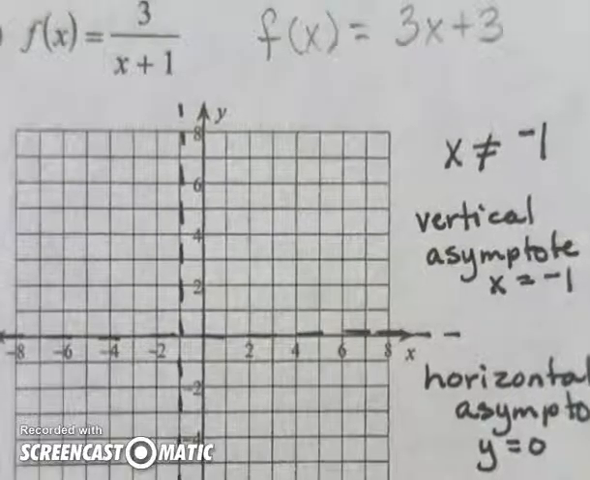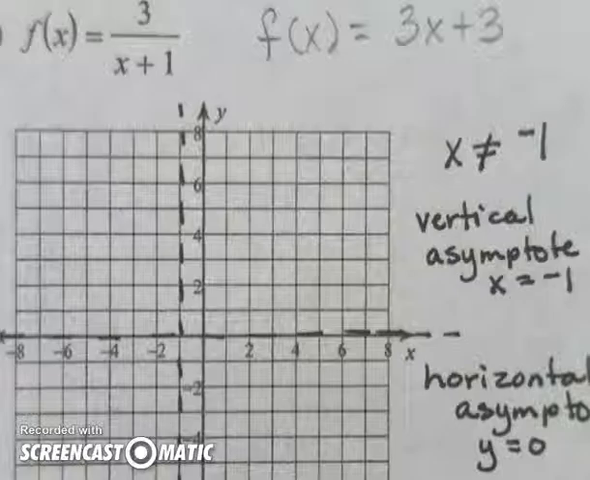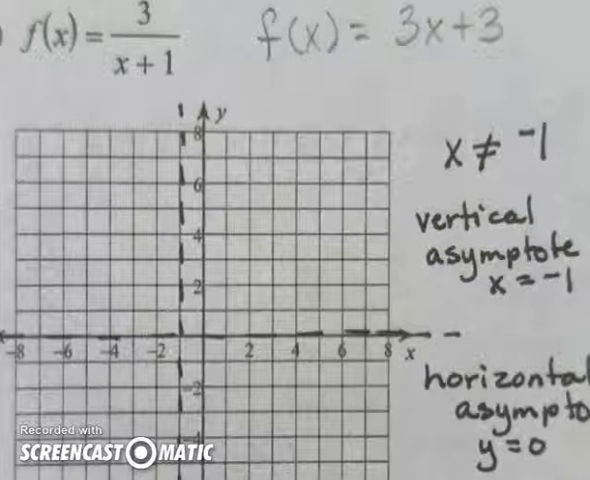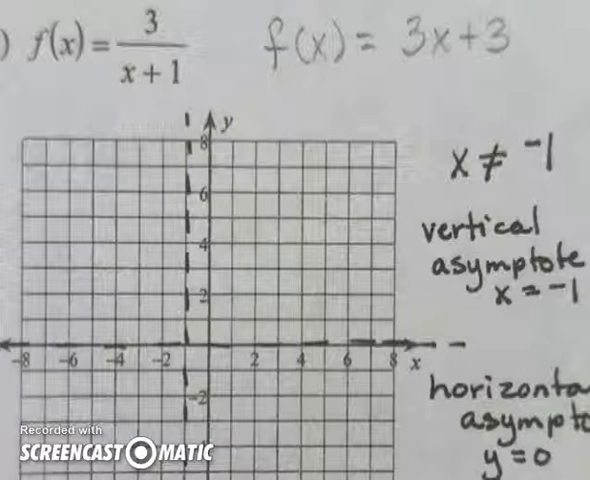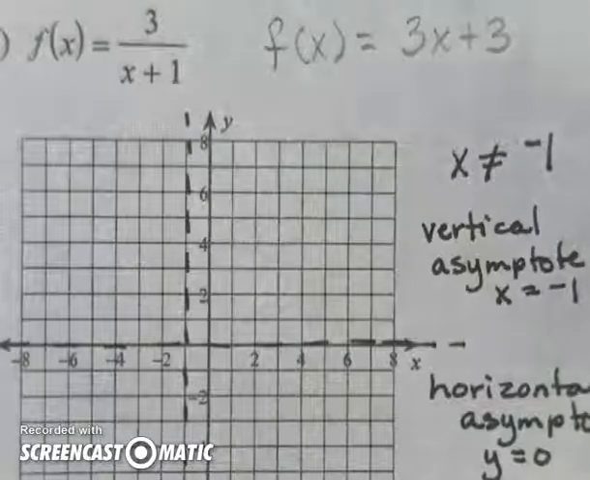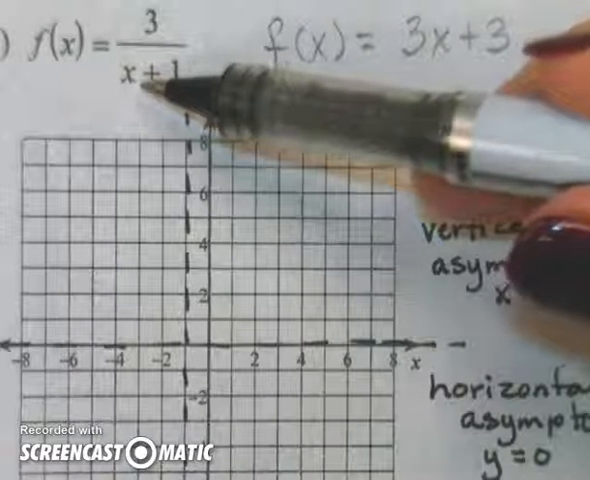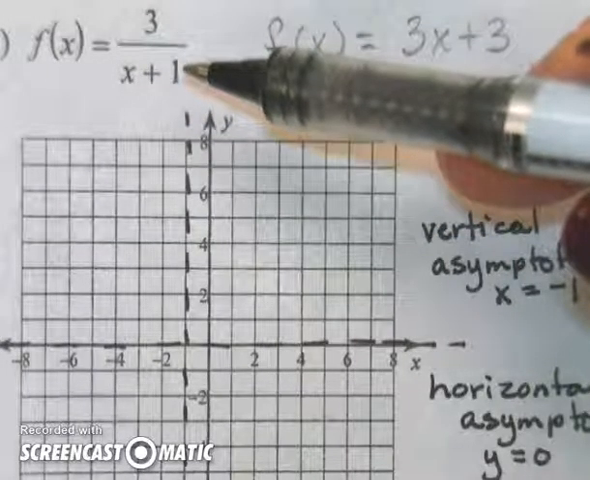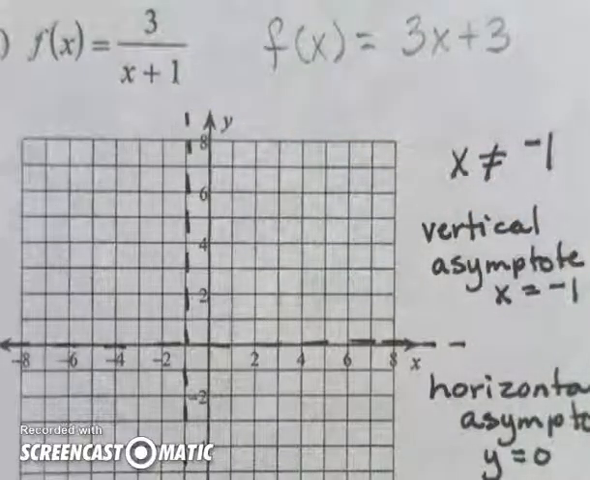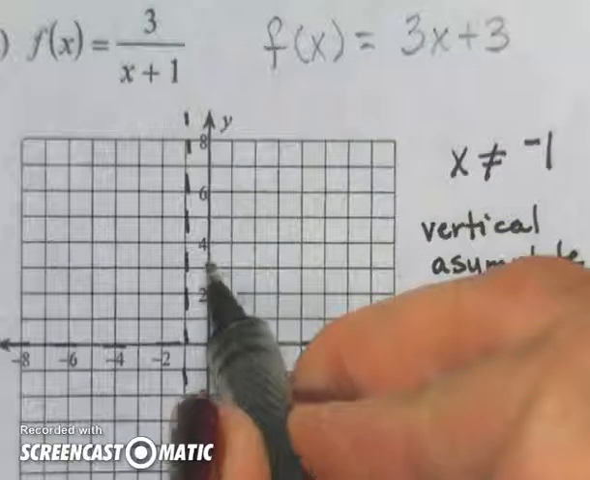Now because I want to see where my graph goes, I need to make some points. So I'm going to plug in a few points to make sure that I get some good dots on the graph. If I put in a 0, 0 plus 1 is 1, so 3 divided by 1 would be 3. So 0, 3 is a point on the graph.